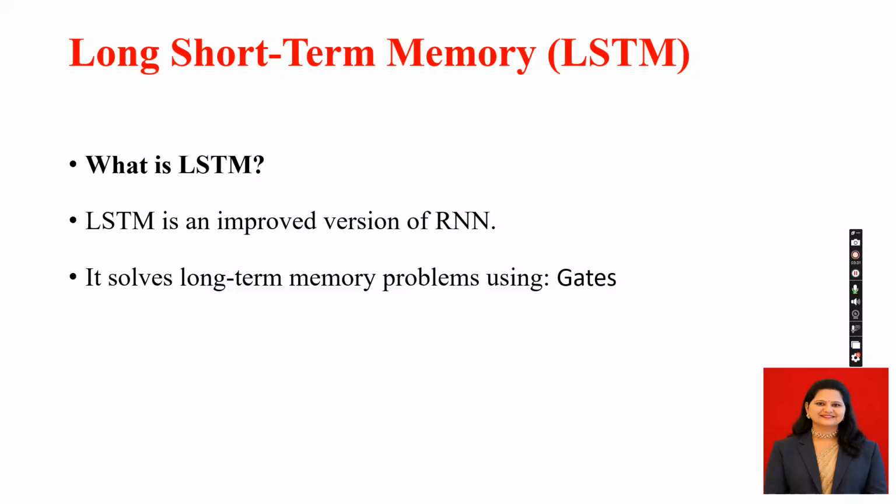Now next is long short-term memory, called LSTM. To overcome the limitations of RNN, researchers introduced long short-term memory, or LSTM. LSTM is an improved version of RNN. Instead of relying on a single memory state, LSTM uses three important gates. First is the forget gate, second is the input gate, and third one is the output gate. These gates decide which information should be remembered, updated, or discarded. Because of this mechanism, LSTM can remember information for much longer sequences than standard RNNs.